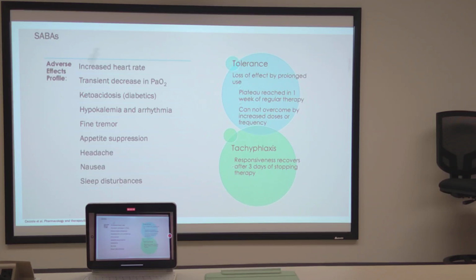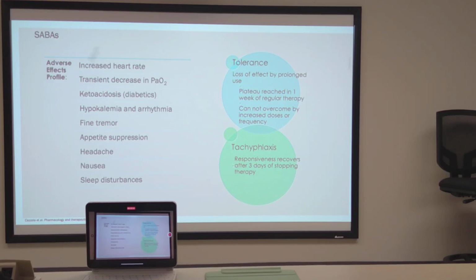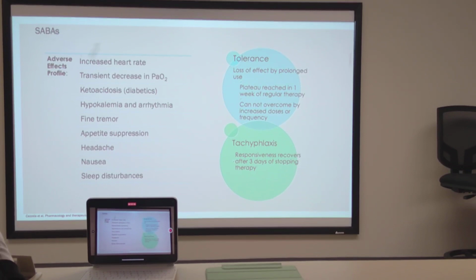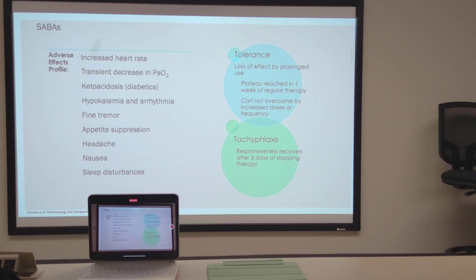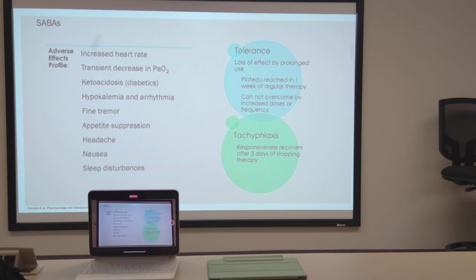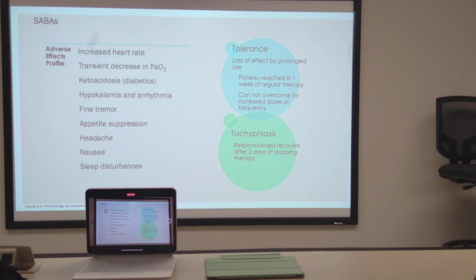Something to also note, especially with our short-acting beta agonists, is that you can actually lose the effects of the medication when you're using it for an extended period of time. So that's why this is only for as needed. We typically do not try to encourage short-acting beta agonists as a long-term medicine for you to be using every day, because you can end up losing the effect of it. It did mention that the bronchodilator effect can plateau within 1 week of regular therapy. So if you're using it every day for 1 week, for 3 to 4 times a day every week, then you can reach a plateau effect. Tachyphylaxis is also, again, like I said, with increased heart rate, can be seen with SABAs. However, it can resolve on its own after stopping therapy for about 3 days.